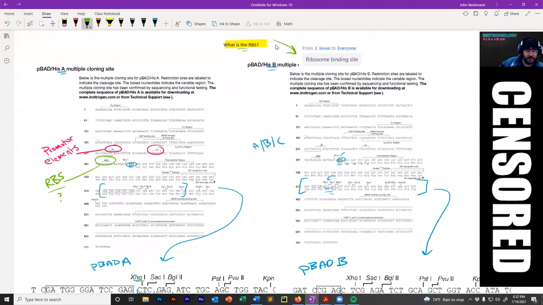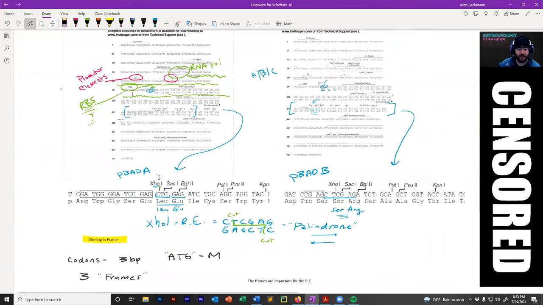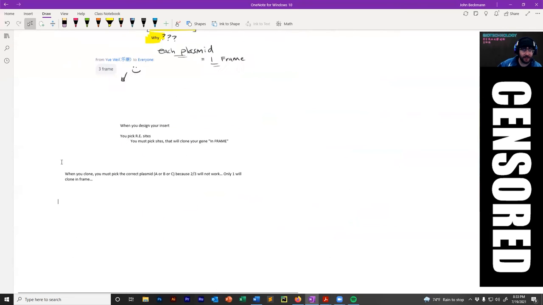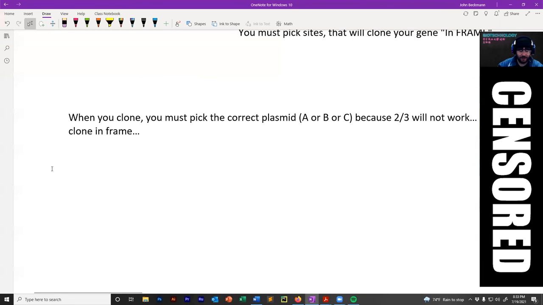So this is part of the transcript. Here's the promoter. Here's where RNA polymerase will bind and start making transcript. And this RBS is a ribosomal binding site that the ribosome binds, and then it right away sees the start codon. So again, the final idea is the purpose of this lecture.